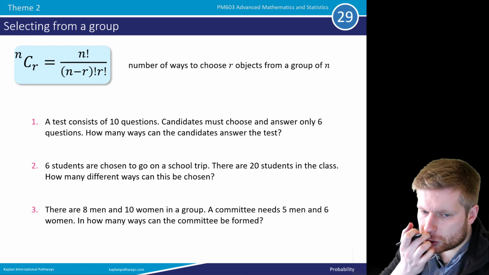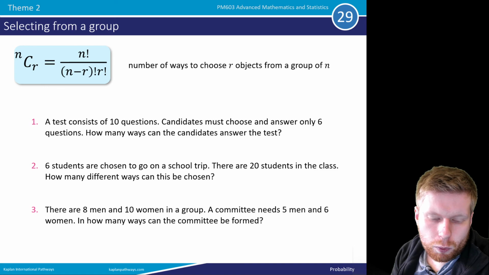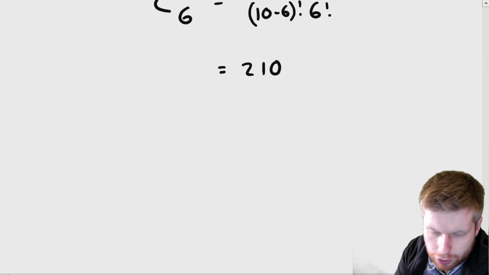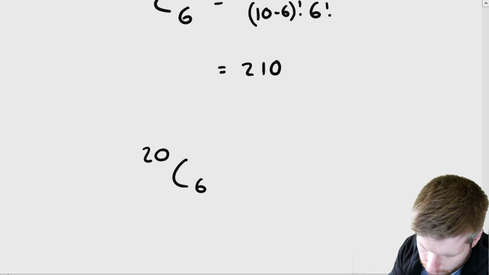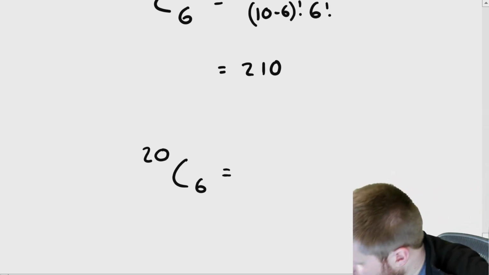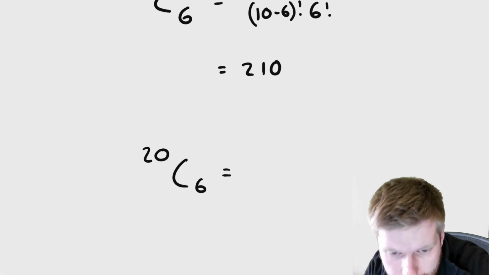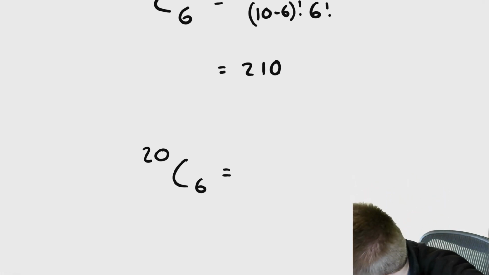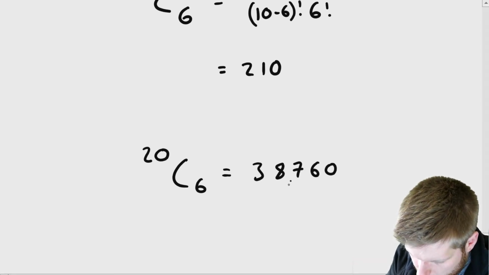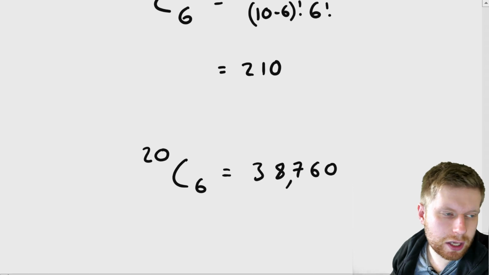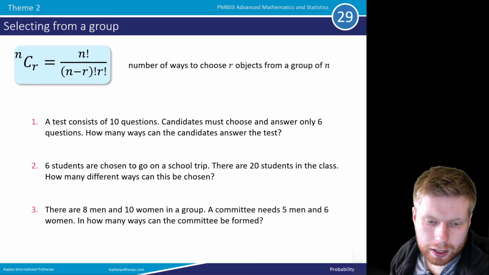So 6 students are chosen to go on a school trip. There are 20 students in the class. How many different ways can this be chosen? If there are 20 students to start off with, you just need to choose 6 of them to go on the school trip. So it's going to be 20 choose 6. If I put that on my calculator, it is going to be 38,760. So there are 38,760 ways of choosing your 6 students from a group of 20 to go on a school trip.